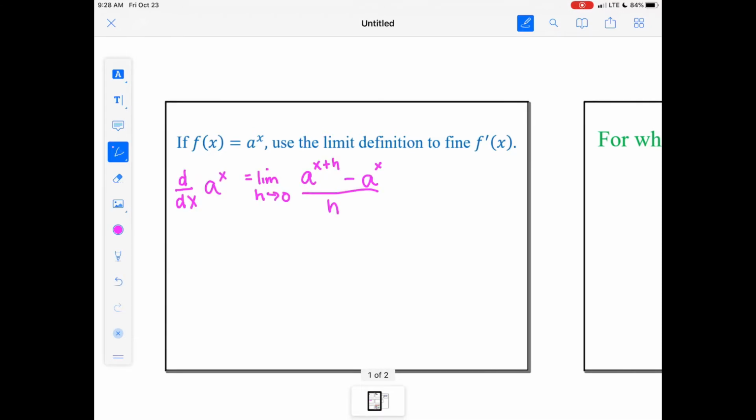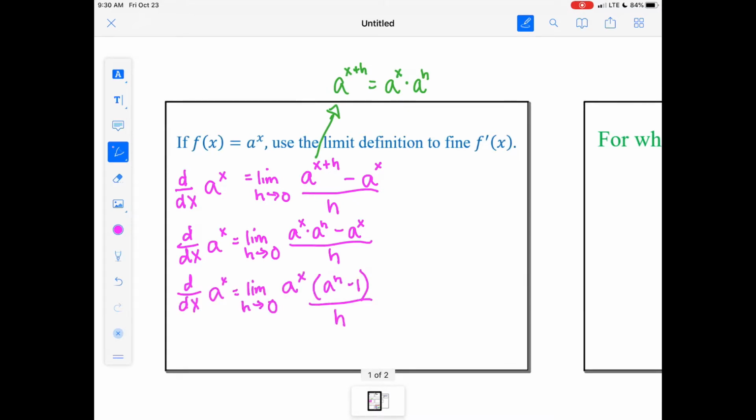So my hope is that you would just type in our limit definition and it would look like this. The next piece I want you to be comfortable with is this part, where we know that a to the x plus h, if I add the exponents, that would have been the same thing as a to the x times a to the h. We're sort of going in the reverse direction that we typically do. But we know that to be true. That's useful because we can then see that both of those terms in the numerator have a to the x in common, so we could factor it out. And we would have this.